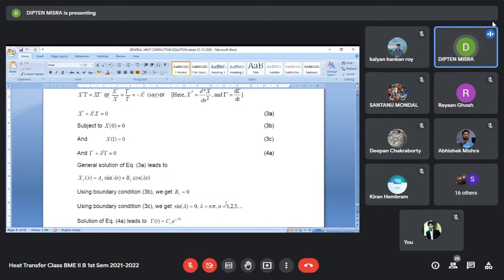N has to start from 1, 2, 3, 4, 5, 6, all these. Now one may again say, why not minus 1, 2, 3? Because even if it is minus 1, it becomes equal to minus of sine 1, and that minus will be taken care of by this coefficient. So the only thing we take is the positive integers n equal to 1, 2, 3. All these will satisfy this, that when λ becomes equal to 1π or 2π or 3π or 4π, then the sine of that value becomes equal to 0. So that satisfies the other boundary condition.